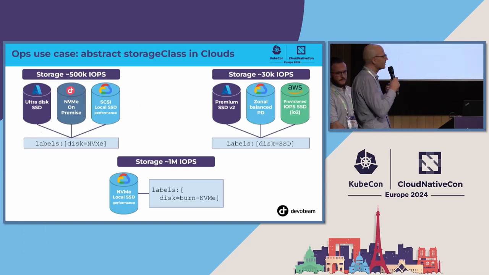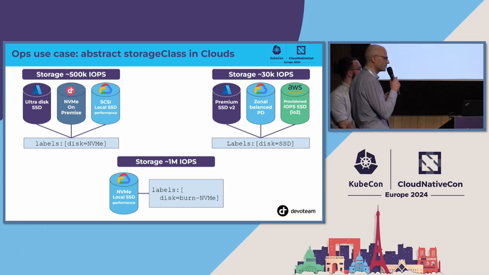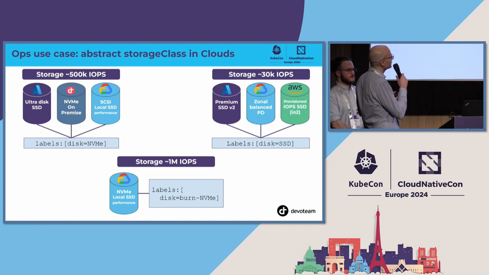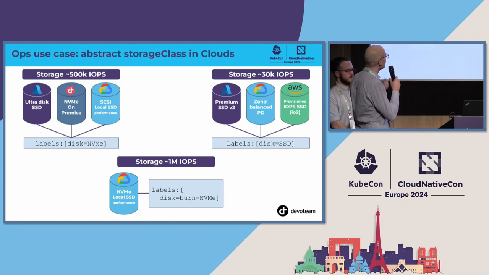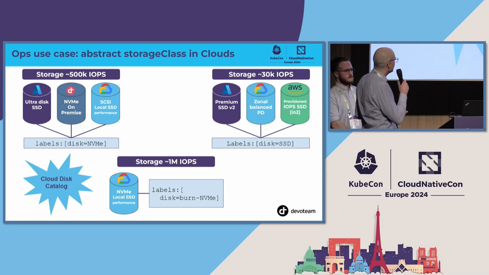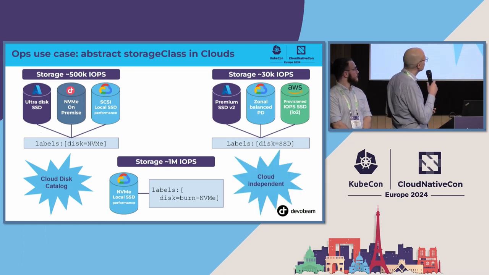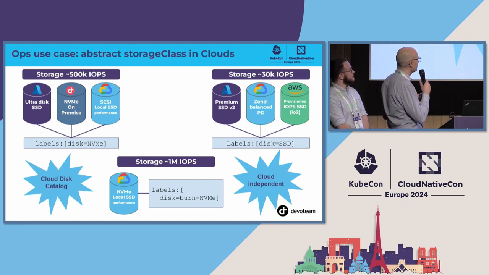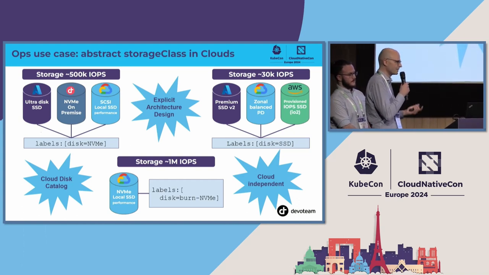this is an abstraction of the underlying technical function. If you go to a CSP, you have many products that you can choose for performance, and you can group them across many CSPs at once, and you can abstract the performance by labeling the service. So this gives a catalog of cloud disks usable by all of your teams, and it can be validated by your FinOps governance. And it's cloud independent, so you can use one kind of performance in any cloud you are in, and it's an explicit architecture that can help you to see how your application is deployed. It's very easy.